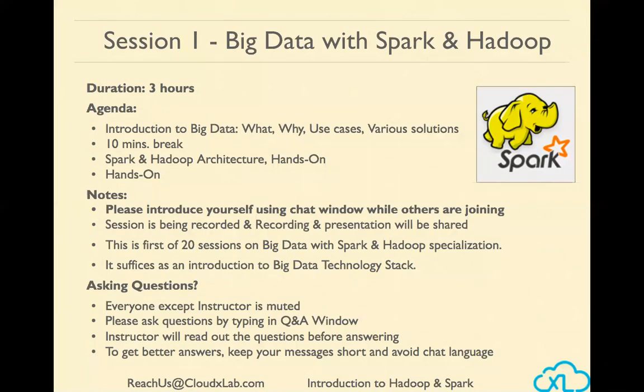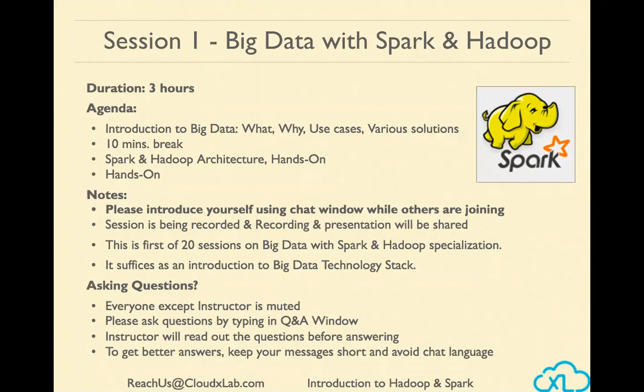Welcome to the session on Big Data with Hadoop and Spark. Instead of going ahead with only Spark, I thought that we will have an introduction with both. So this session is going to be an introduction to Big Data by way of Spark and Hadoop. I'm going to cover the why, what, and use cases of big data in the first half.